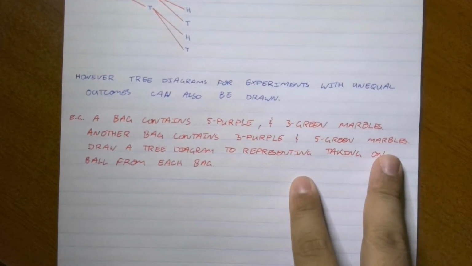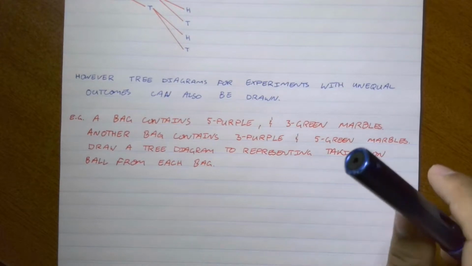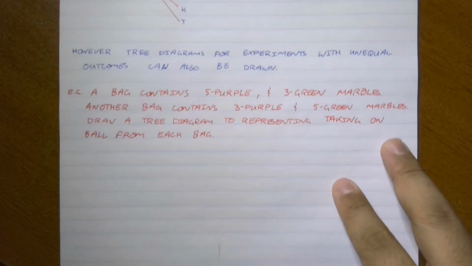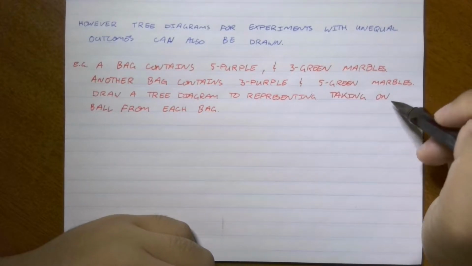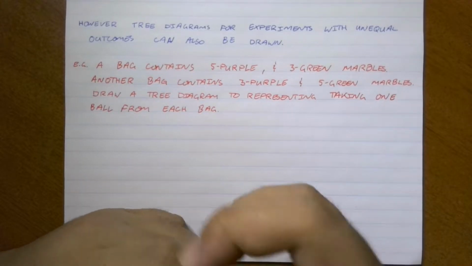However, tree diagrams for experiments with unequal outcomes can also be drawn. Let's take this as our example. A bag contains 5 purple and 3 green marbles. A different bag contains 3 purple and 5 green marbles. Draw a tree diagram representing taking one ball from each bag.